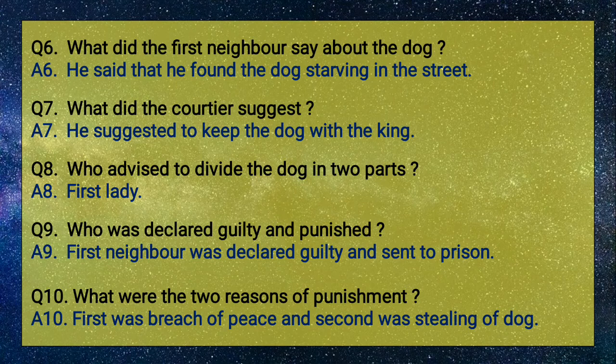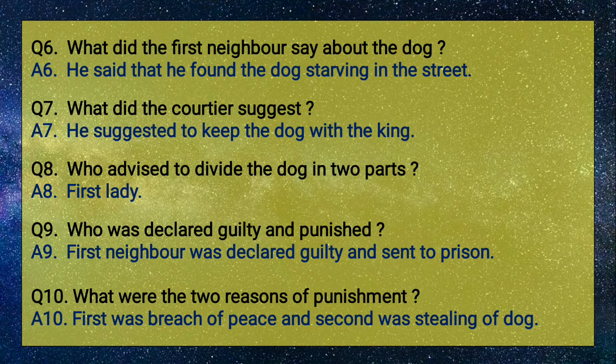Next, what did the courtier suggest? And the right answer is he suggested to keep the dog with the king. Next question, who advised to divide the dog in two parts? Yes, and the right answer is First Lady. Next question, who was declared guilty and punished? And the right answer is the first neighbor was declared guilty and sent to prison.